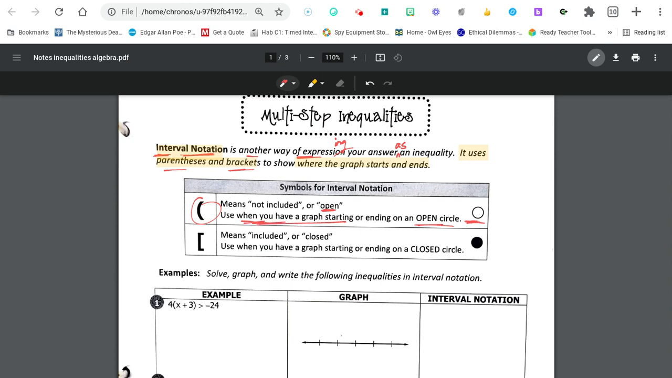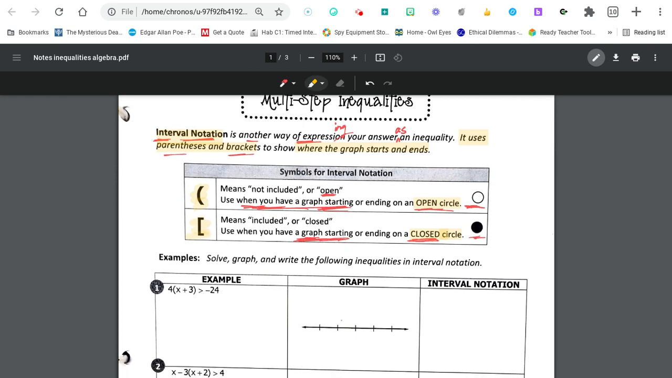So basically today, when you have a graph that starts with an open circle, you can write your answer in interval notation by using a parenthesis. So just remember, open circle and parentheses go together, okay? But if you have a graph that starts with a closed circle, guys, you're going to use a bracket. So remember, closed circle and bracket go together, okay?